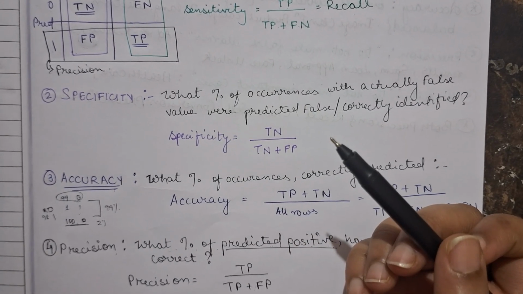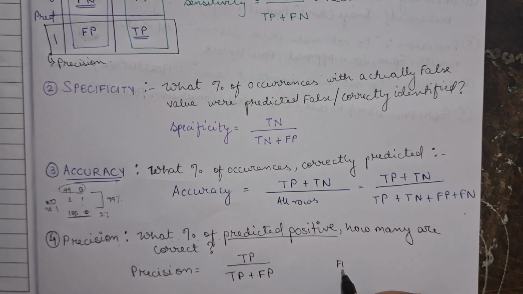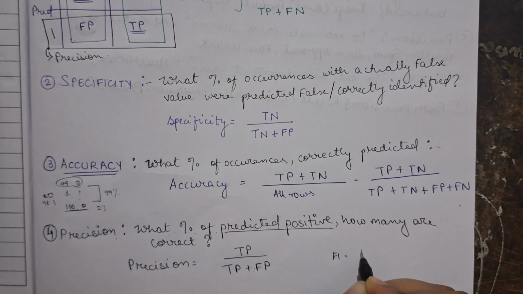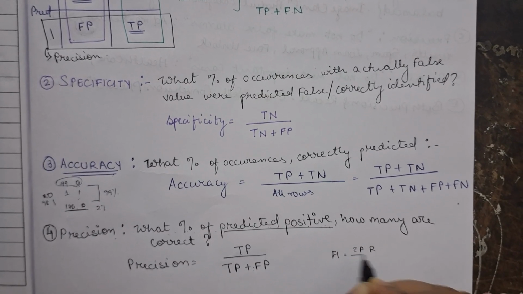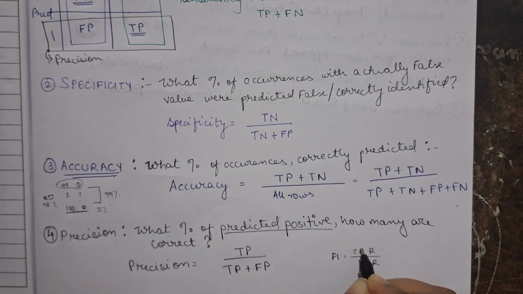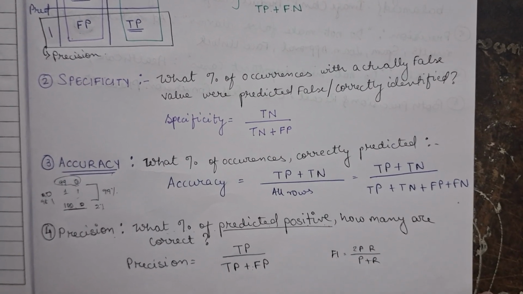And one more metric is called F1 score. F1 is the harmonic mean of precision and recall. So in the cases where both precision and recall matter, there we check the F1 score.